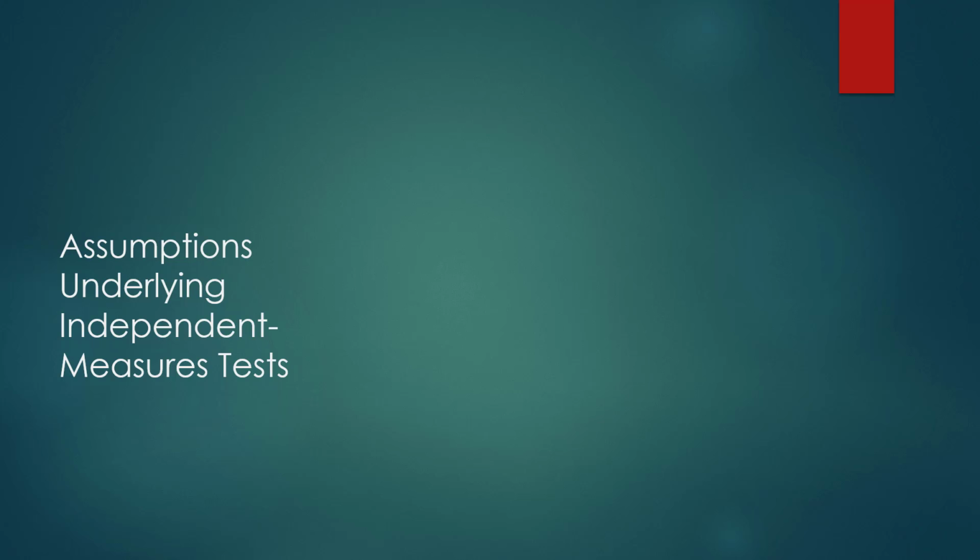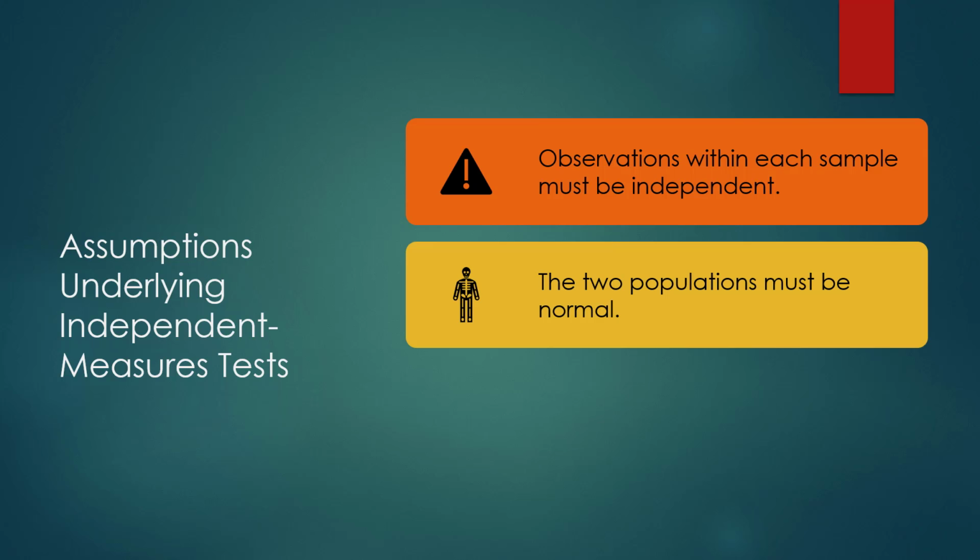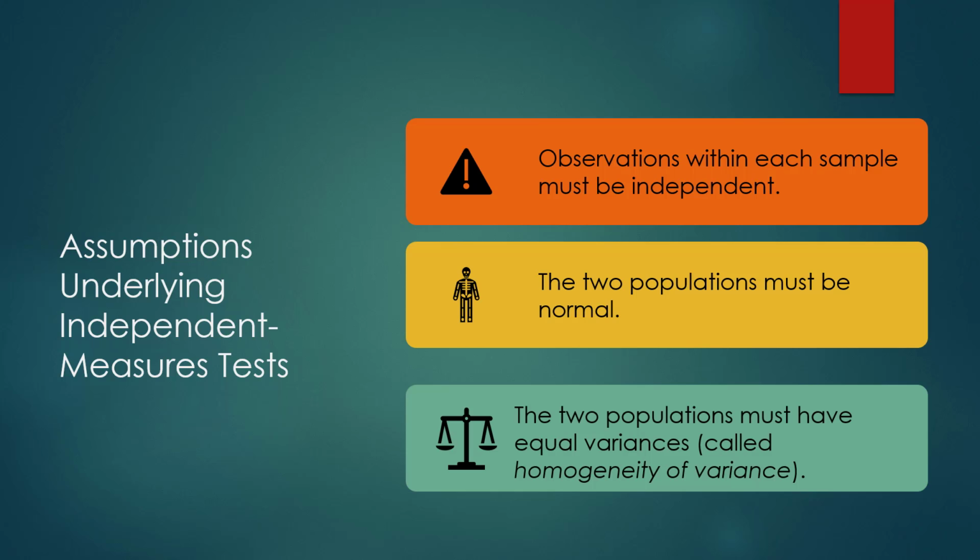So for an independent measures t-test, one assumption we make is that the observations within each sample are independent. We have two separate samples, and the observations we make in one sample are completely separate and independent of the observations we make in the other sample. The two populations must be normal, so that the populations from which we're taking those samples have a normal distribution. We're also making the assumption that the two populations must have equal variances, so that the variance in population 1 and sample 1 is equal to the variance in population 2 and sample 2. And this is called homogeneity of variance.